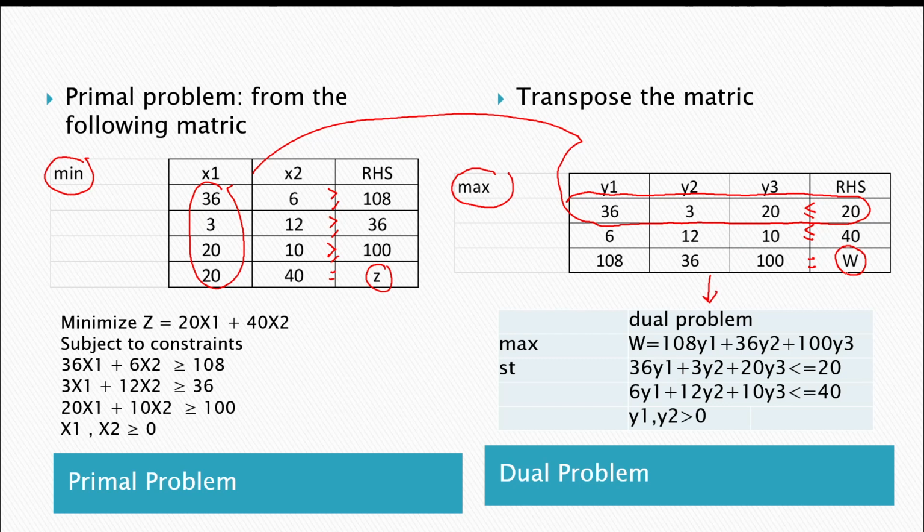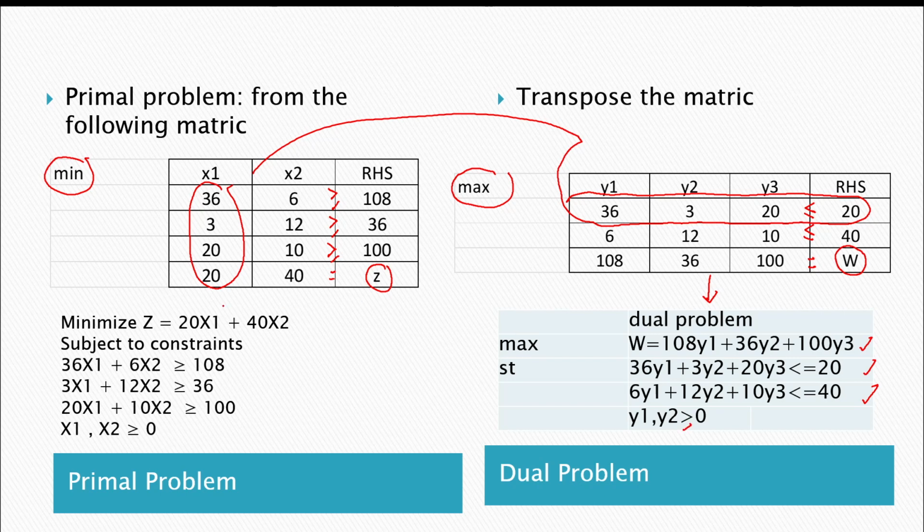This is W. So maximize W equal to 108y1 plus 36y2 plus 100y3, the objective function, subject to the constraint 36y1 plus 3y2 plus 20y3 less than or equal to 20, the first constraint. The second constraint reads 6y1 plus 12y2 plus 10y3 less than or equal to 40, where y1, y2 must be greater than or equal to 0.